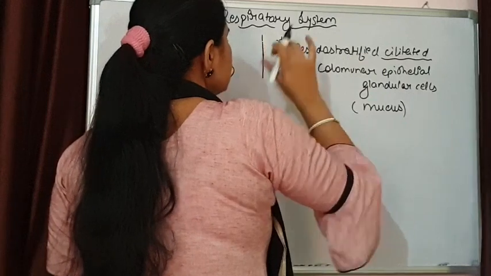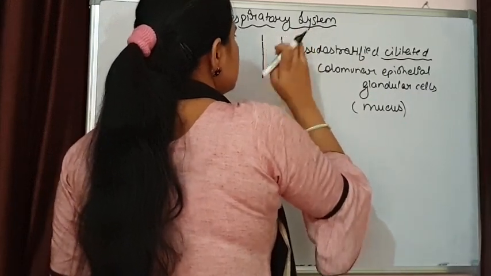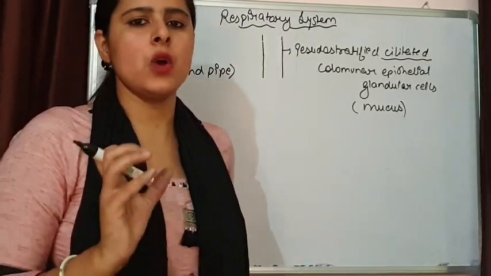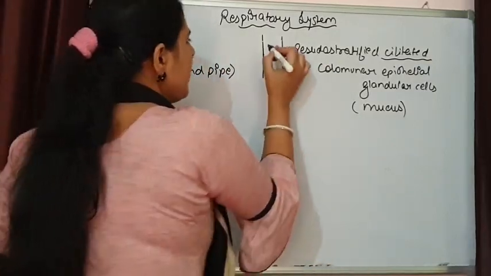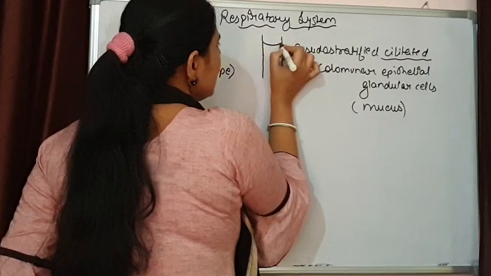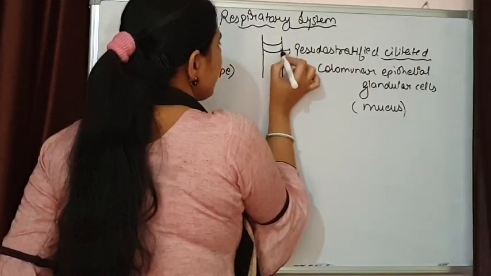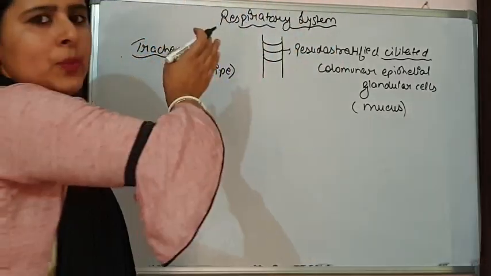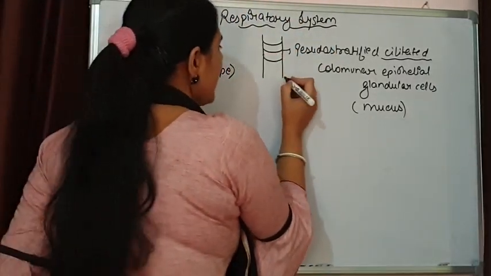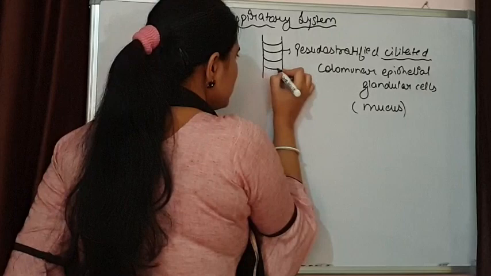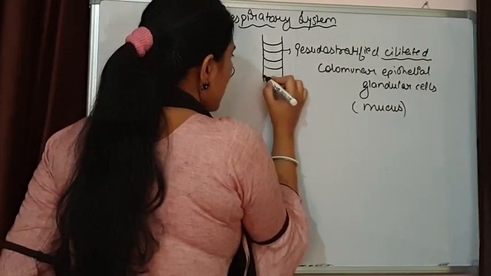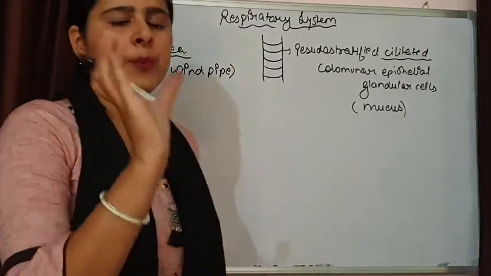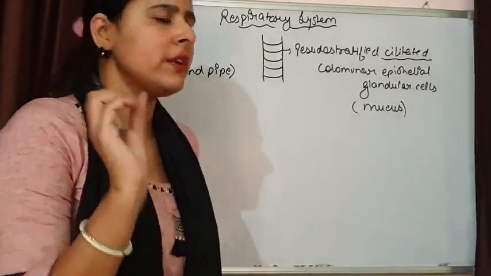Now the trachea is also supported by specific rings which prevent the collapsing of the trachea. Basically, incomplete cartilaginous rings are present in the trachea, which are complete from the front side but not present from the back side. That's why I am saying incomplete cartilaginous rings. So this is how these rings are present, and they prevent the collapsing of the trachea.